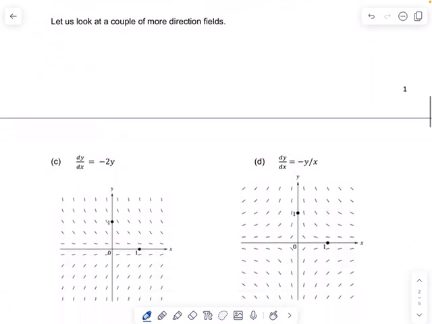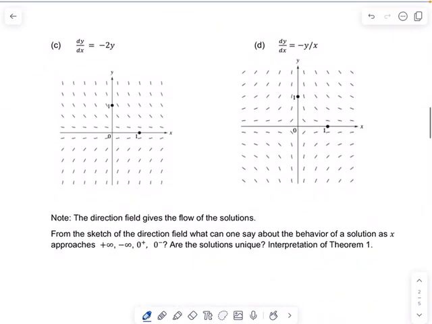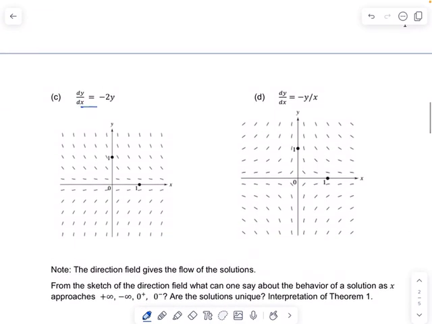On the left here, we have the direction field for dy by dx equals minus 2y. If you notice a curve passing through, for example, (0, 1), it looks like something coming from the top and then becoming like this. This is showing that it is going like this, but it is not going to cross the x-axis and go to the other side. It looks like the x-axis is becoming a horizontal asymptote.